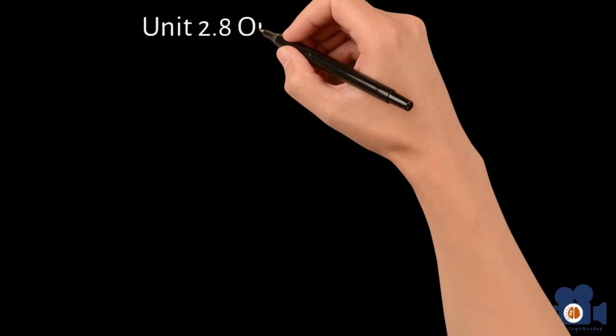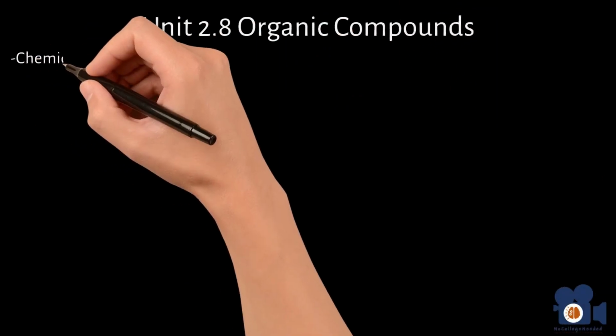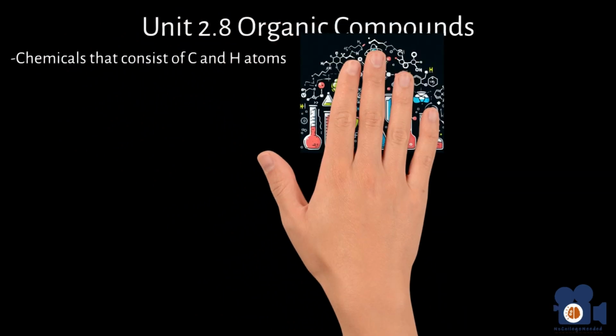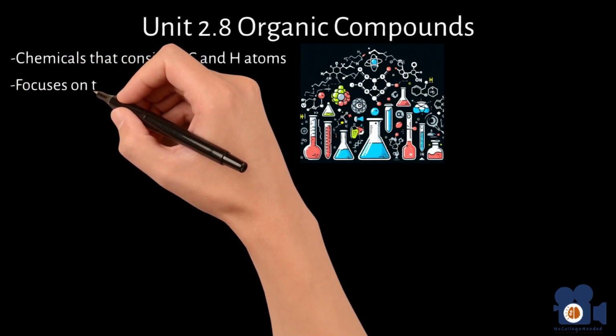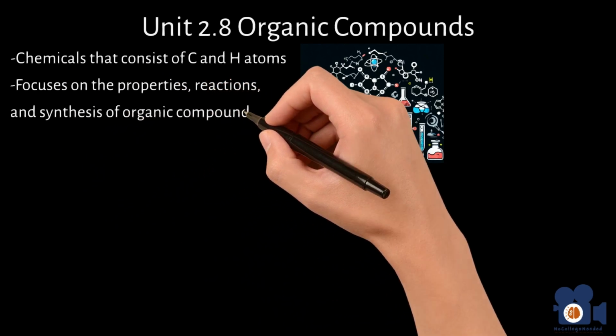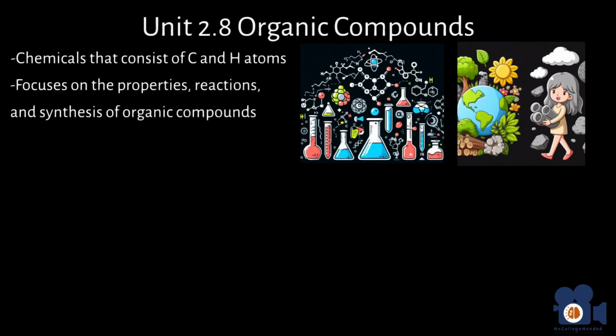The last subunit in Unit 2 introduces us to organic compounds. Organic compounds are a class of chemicals that consist of carbon and hydrogen atoms. They form the vast majority of chemical substances, outnumbering all other types. Due to their abundance and complexity, a separate branch of science called organic chemistry is dedicated to studying and understanding these compounds. Organic chemistry focuses on the properties, reactions, and synthesis of organic compounds, reflecting their significance and widespread occurrence in nature and human-made materials, such as drugs.